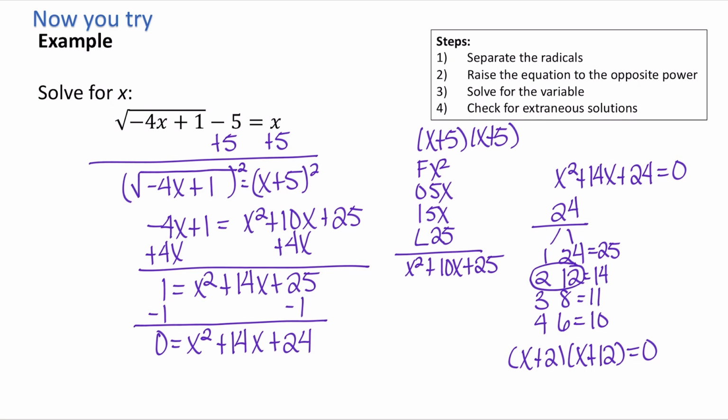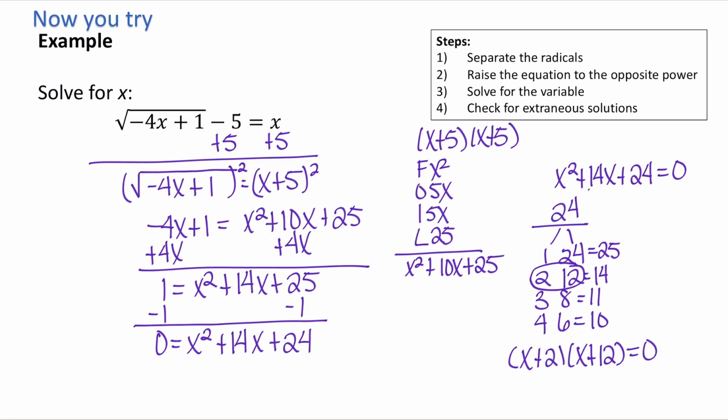So in this problem, I added 5 to both sides to isolate the radical before squaring everything. Remember the x plus 5 squared, I have to expand it out using FOIL, so that's how I got x squared plus 10x plus 25. Then I worked on getting the quadratic set equal to 0 by moving away the terms. So that gave me x squared plus 14x plus 24.